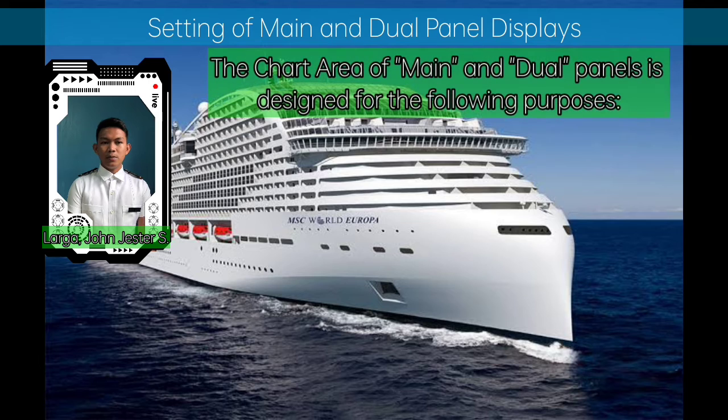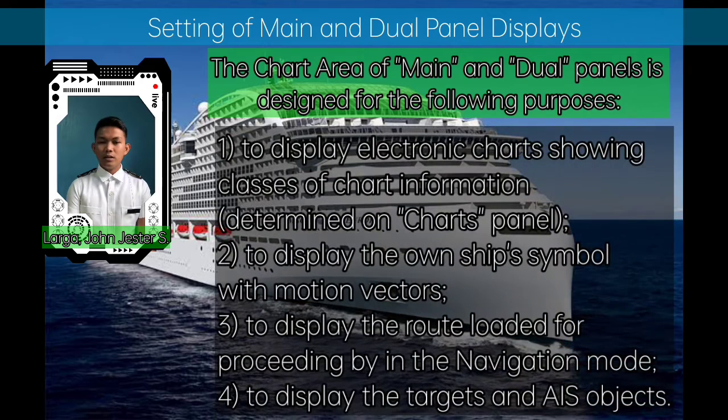The chart area of main and dual panel is designed for the following purposes. Number 1. To display electronic chart showing classes of chart information determined on chart panels. Number 2. To display the own ship symbol with motion vectors. Number 3. To display the route loaded for proceeding by in the navigation mode. Number 4. To display the target of AIS objects.